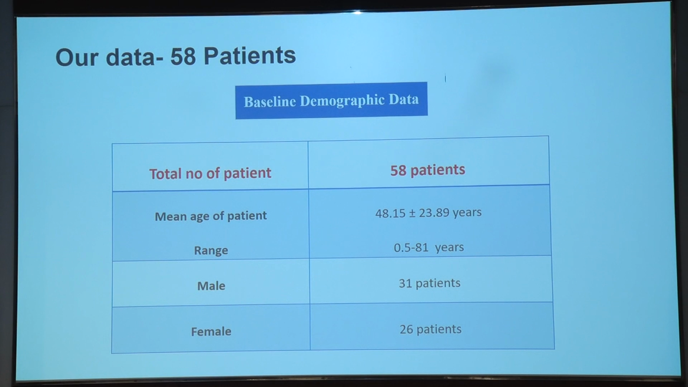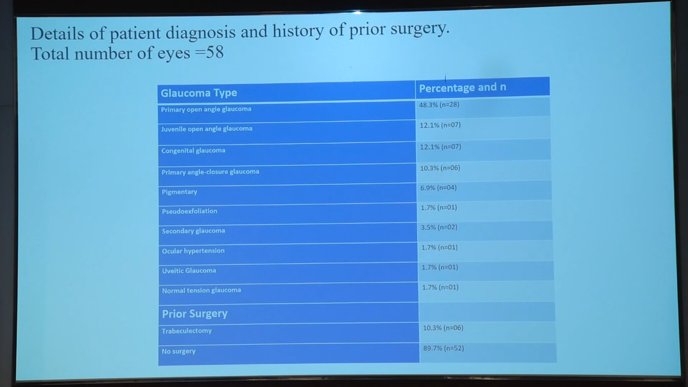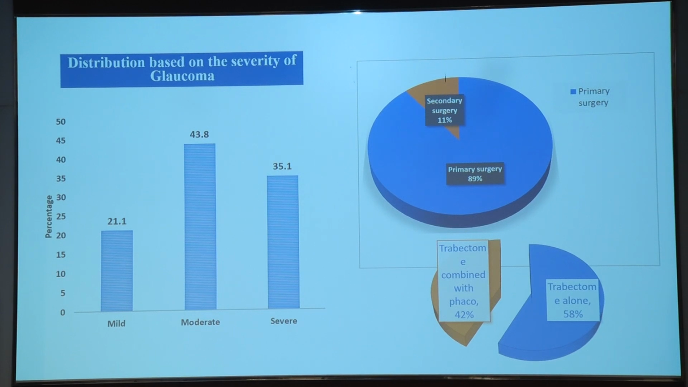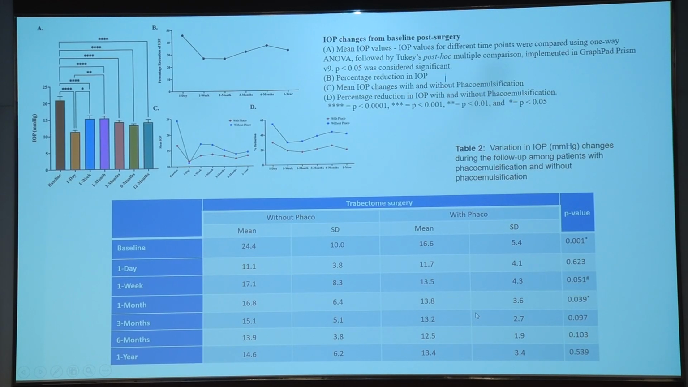So I'll just talk in short about our data. It's going to be published in IJO. We did 58 patients and we followed them up to 1 year, and all types of glaucomas were included, including congenital glaucoma. I also included about 35% of severe glaucoma. The trabectome was done alone in 8%, and combined with phaco in 42% of patients.